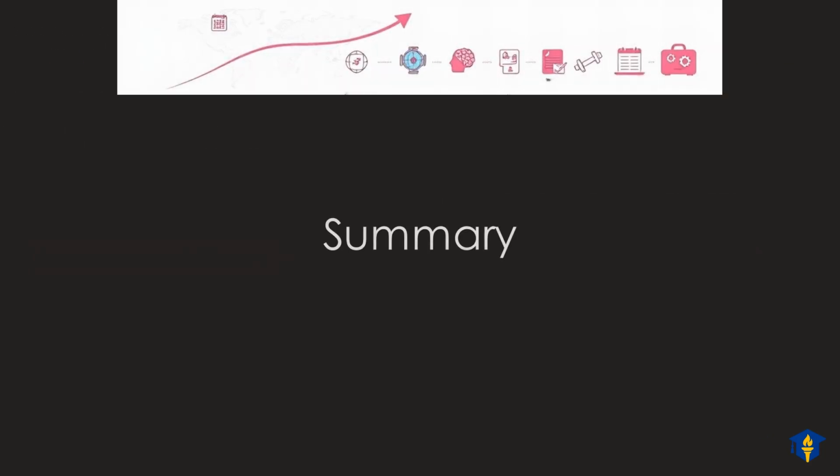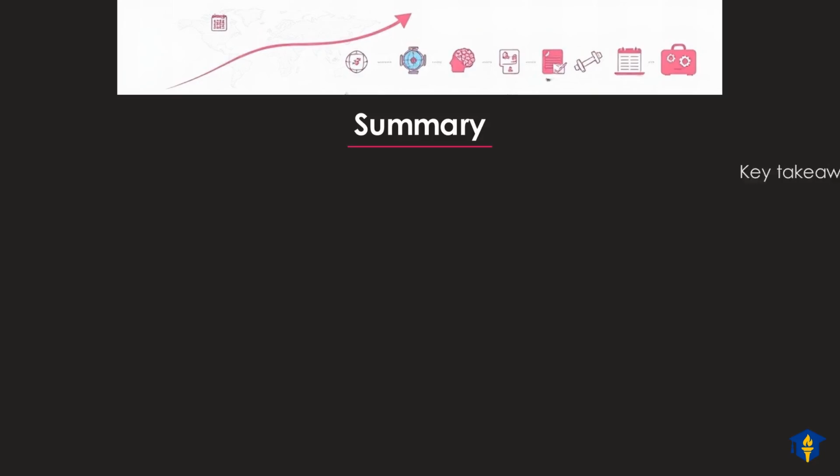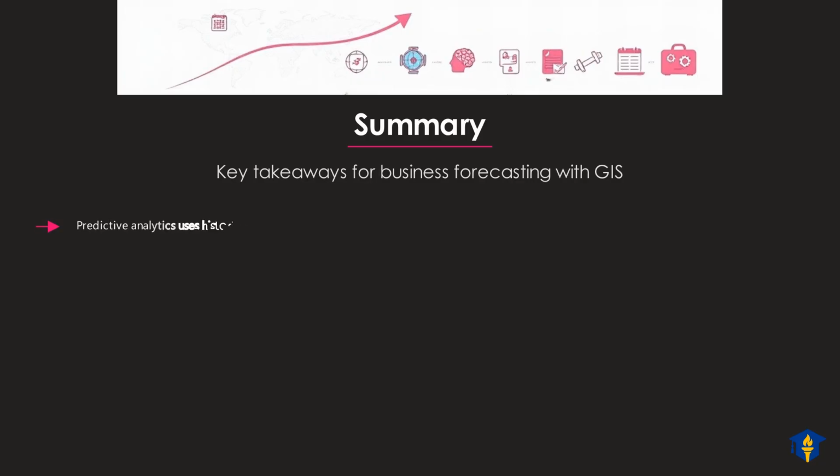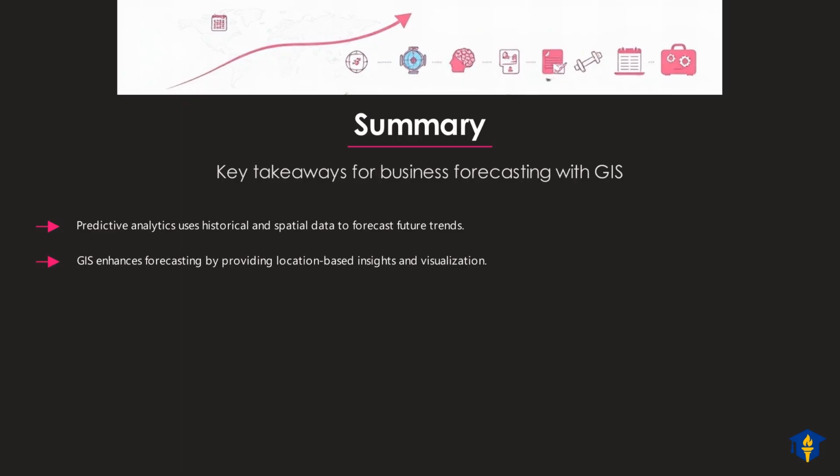To summarize, let us review the key takeaways from our discussion on business forecasting with GIS. These are the essential points to remember for effective business forecasting using GIS. Predictive analytics effectively uses historical and spatial data to forecast future business trends. GIS significantly enhances forecasting by providing precise location-based insights and visualization tools.